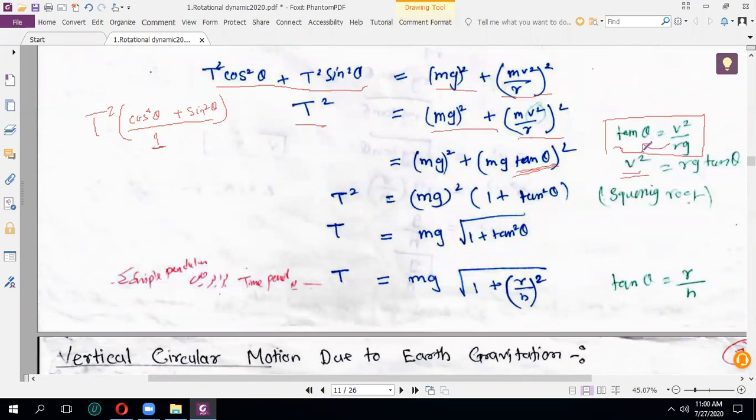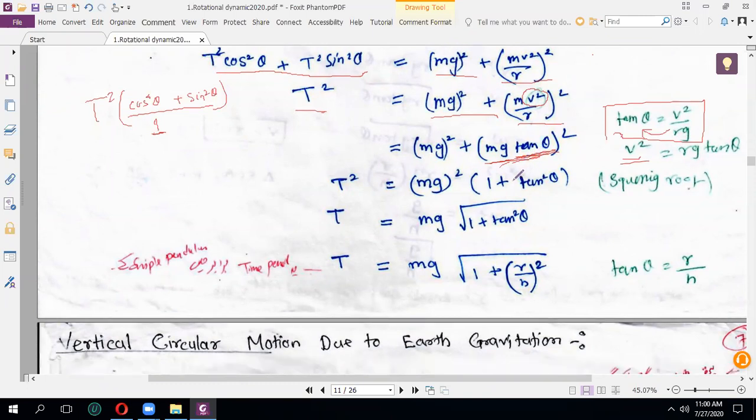Take rg on the left side: v square is equal to rg tan theta. So we are replacing this v square by rg tan theta. g will remain but this r is cancelled because the upper r is there. So I did it directly. I hope you understand this part: in place of v square, mg tan theta. Anyone having any doubt here? No, sir. So we shall go further.